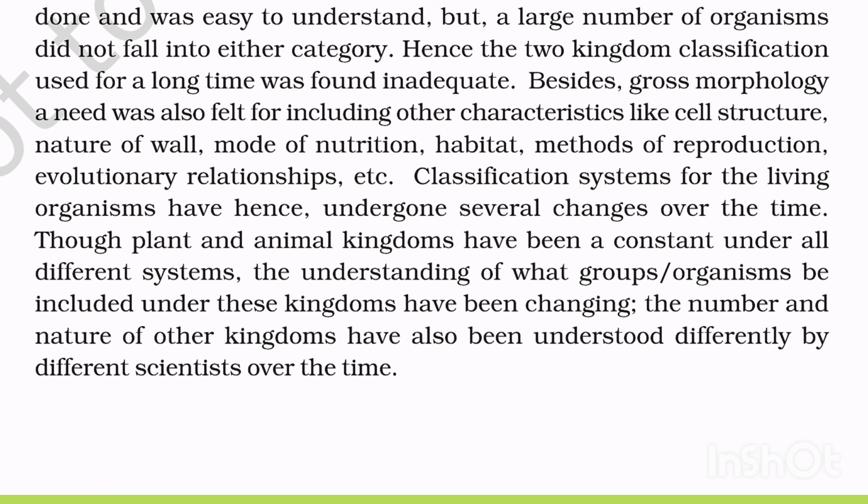Besides gross morphology, a need was also felt for including other characteristics like cell structure, nature of wall, mode of nutrition, habitat, methods of reproduction, evolutionary relationships, etc. Classification systems for the living organisms have hence undergone several changes over time. Though plant and animal kingdoms have been a constant under all different systems, the understanding of what groups of organisms should be included under these kingdoms has been changing. The number and nature of other kingdoms have also been understood differently by different scientists over time.